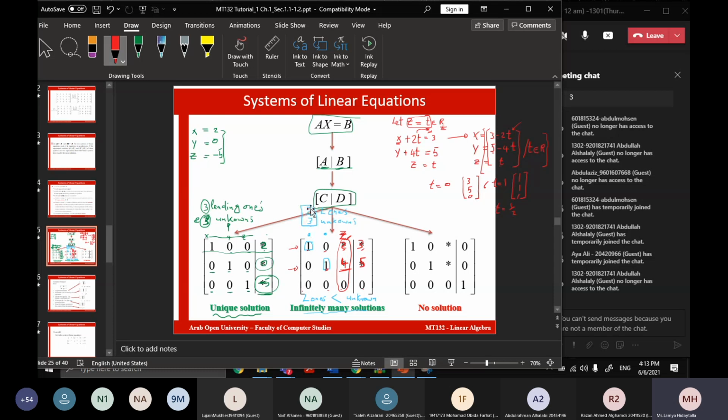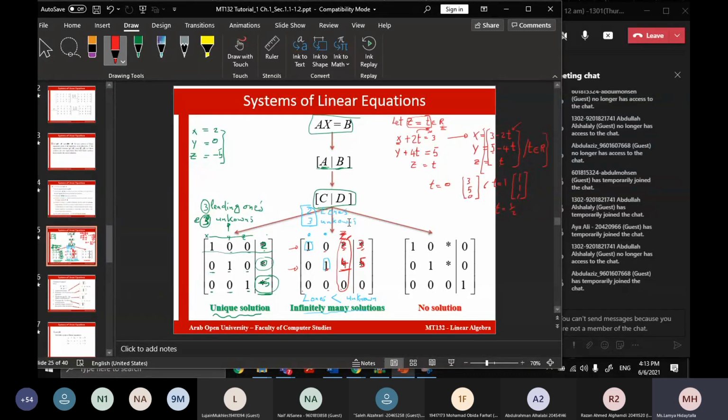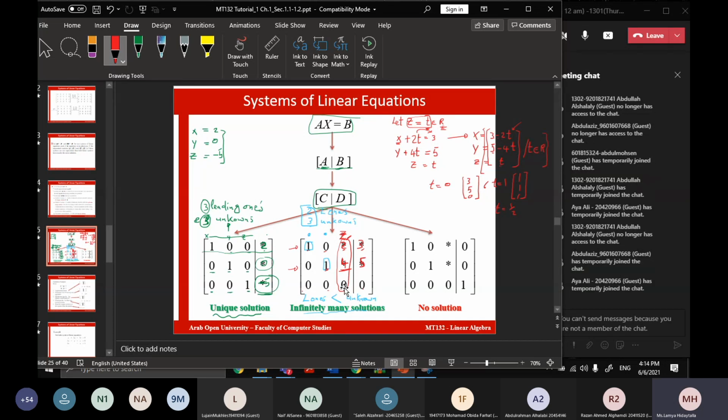If the number of leading ones is less than the number of unknowns, here I have 2 leading ones and 3 unknowns, so the leading ones are less than the number of unknowns, then I will have infinitely many solutions. How can I get it? Check which columns have no leading ones. Here I found one.